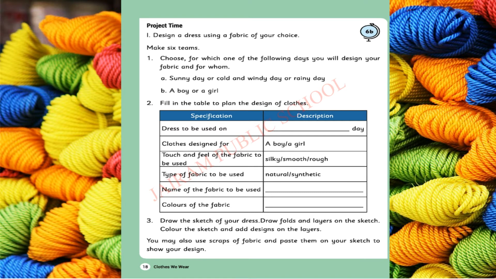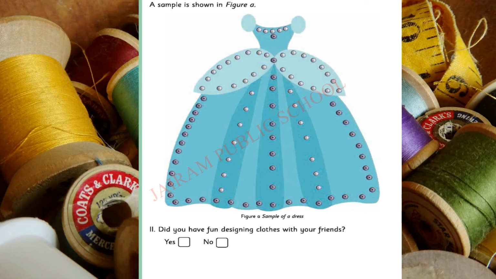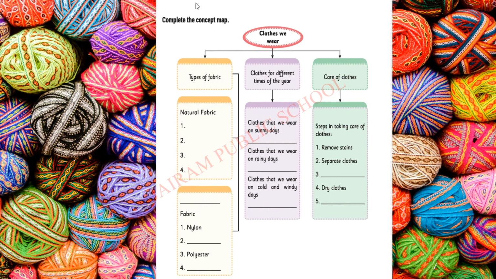Shall we move to the next one? Yeah. The next one is complete the concept map. Okay children, now is the time for a short recap about the clothes we wear lesson. Shall we see this activity? Again, I repeat, page number 96. Take page number 96 in your EVS Studio, the concept map activity.